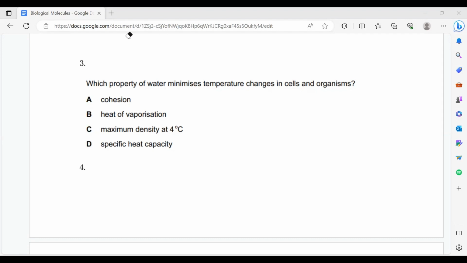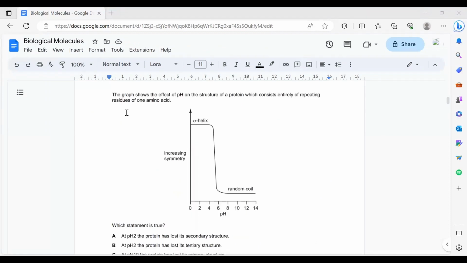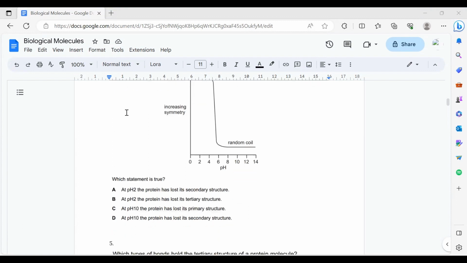Now moving on to question number 4. The graph shows the effect of pH on the structure of a protein which consists entirely of repeating residues of one amino acid. So that means it is a protein structure with just one amino acid, and which statement is true?